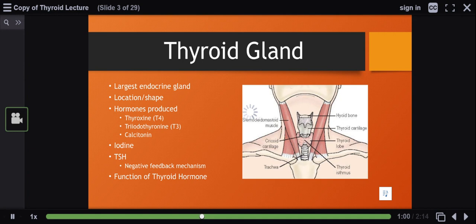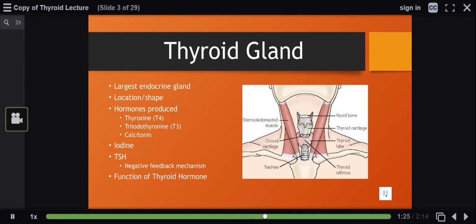Calcitonin is another hormone which is produced by the thyroid, and this helps to maintain equilibrium in the amount of calcium in the body. It is secreted when there are high levels of calcium found in the bloodstream, and it helps to reduce the level by increasing the deposition of that calcium back into the bone.